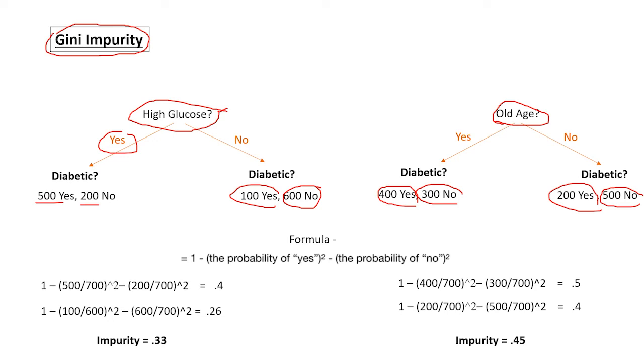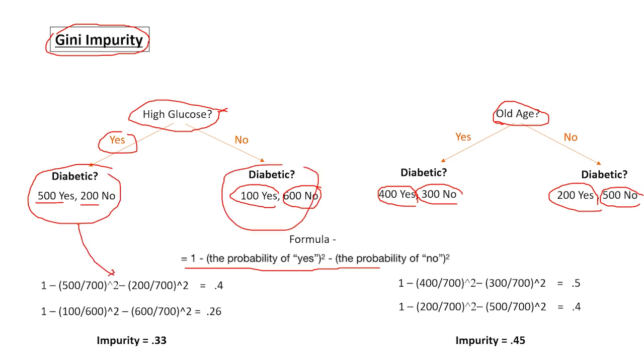The formula is 1 minus the probability of yes squared minus the probability of no squared. So after calculating for each leaf node, this one here, this one here, we find the mean of everything. The mean is found here and the impurity is calculated.